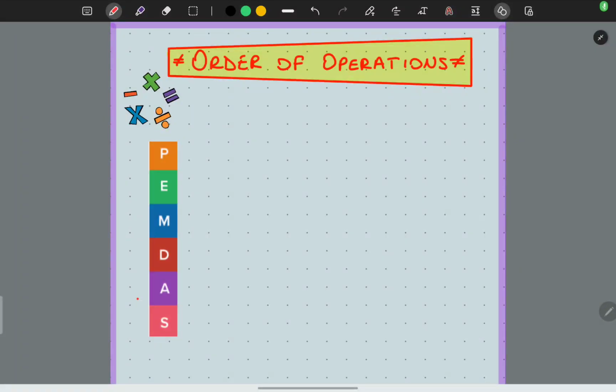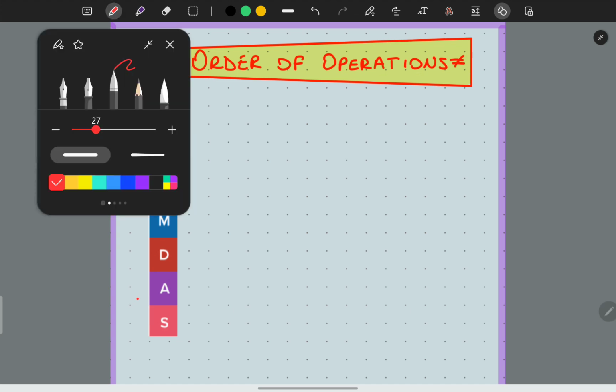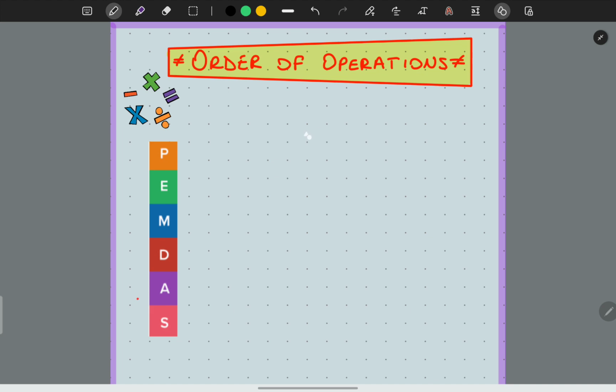Everyone. Today we're going to talk about the order of operations. But first, why do we need an order to do our calculations? Like, can't we do them randomly? That's a nice question, and let's talk about this question on an example. Like, we have this expression of 2 times 3 plus 4.